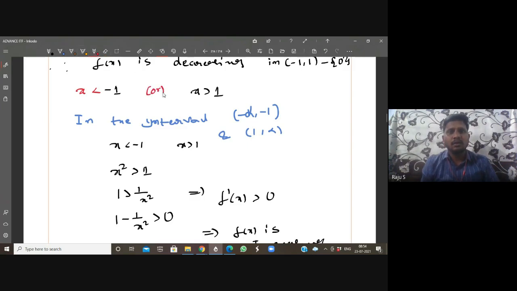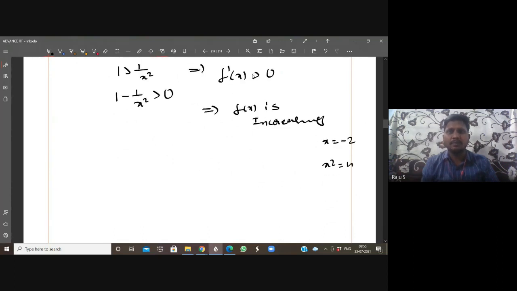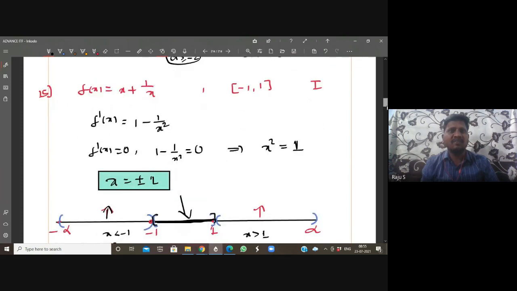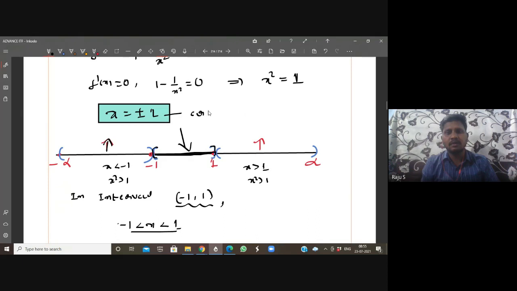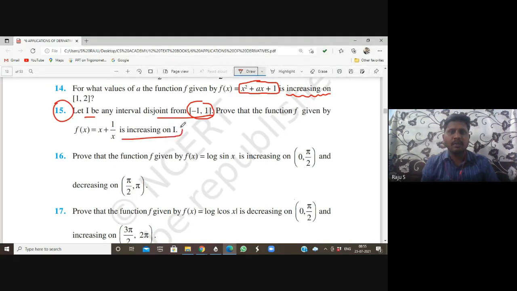Okay. So when I take the other intervals, x lesser than minus 1, x greater than 1, x square is always greater than 1. So like that, finally, this is f dash of x. Therefore, what shall we write? F is strictly increasing in the intervals minus infinity to minus 1 and 1 to infinity. That's all. Any doubts, friends? I differentiated, we got the critical values. So other than the interval minus 1 to 1, the remaining intervals are minus infinity to minus 1 and 1 to infinity. In those intervals, we proved that the given function is increasing.